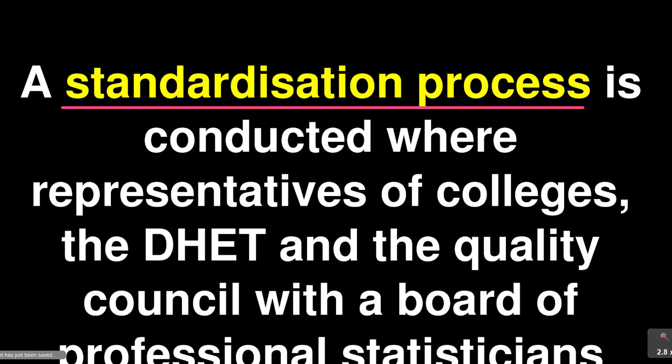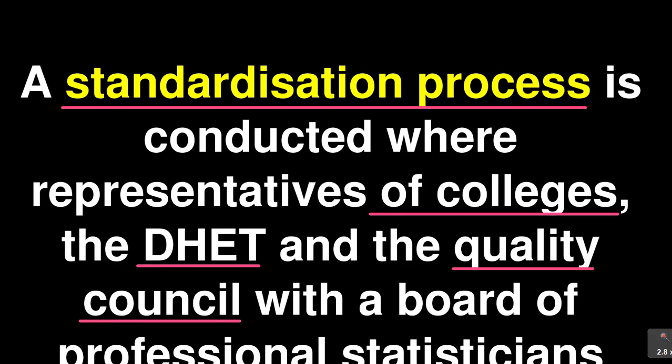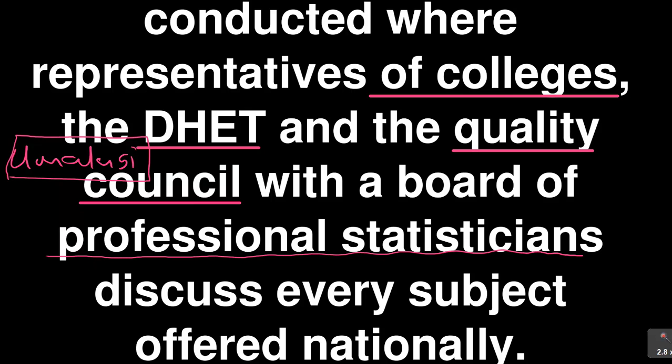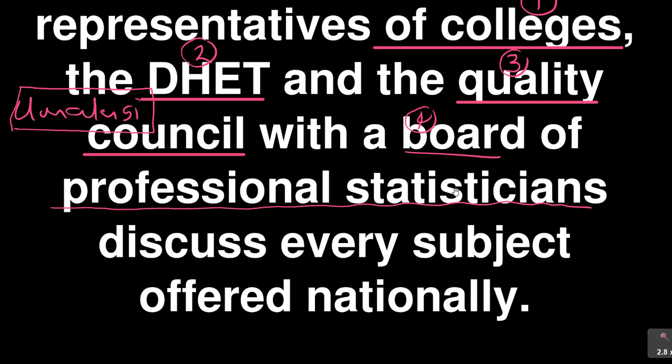As you can see, a standardization process is conducted where a representative of colleges, so there are those who represent the colleges, and then there are those who represent the Department of Higher Education, and then there is also the Quality Council, and the Quality Council here is Umalusi, the one who quality assures these exams. So the first one is colleges, 2 there is DHET, 3 there is Umalusi, and 4 you've got this board of professional statisticians, which will discuss every subject offered nationally.